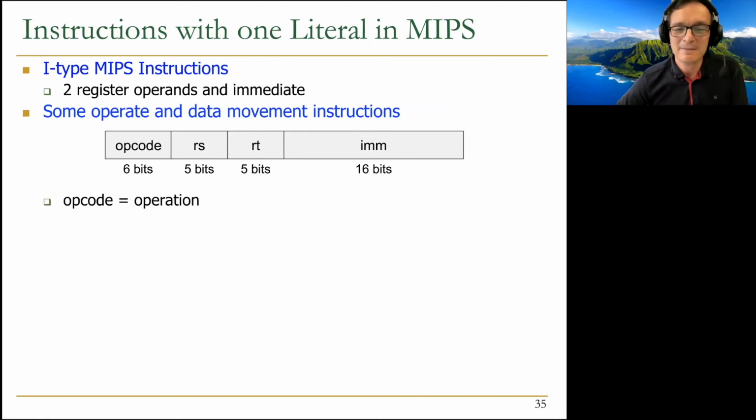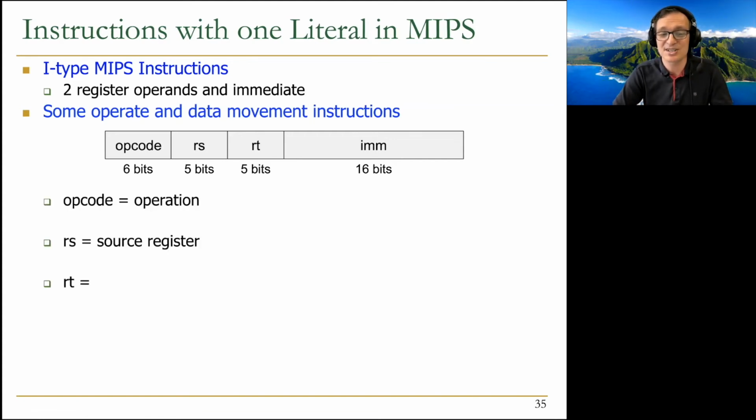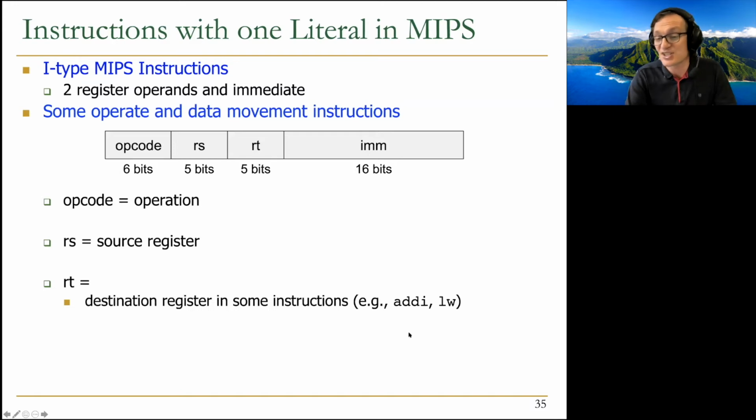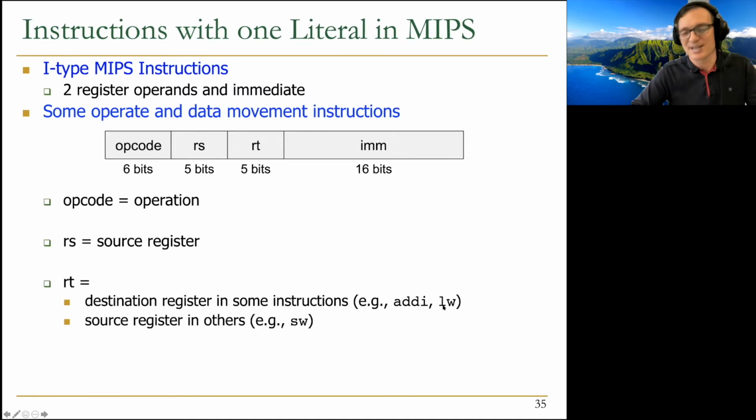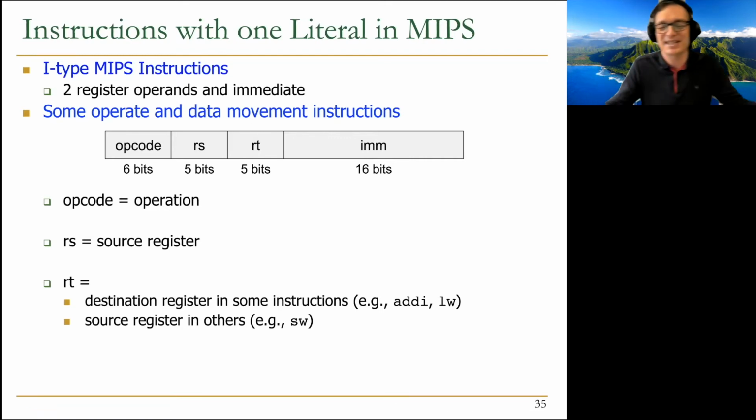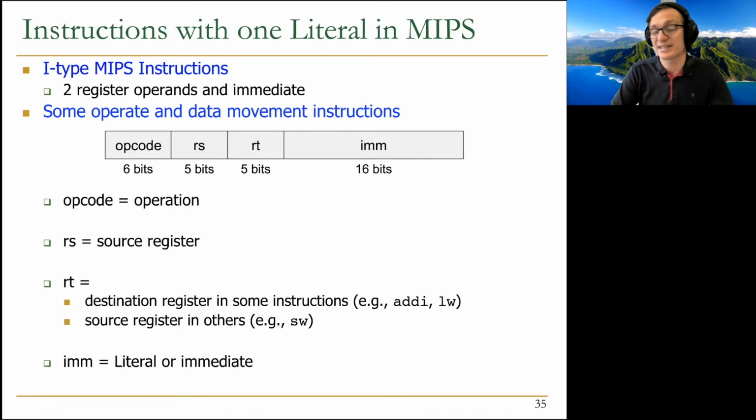32 bits. So opcode specifies the operation. RS is a source register. RT is a destination register in some instructions, depending on the instruction. Add-I, for example, is an add with immediate, and so is load. But RT is a source register in some other instructions, which is interesting in MIPS, but that's the instruction encoding, basically. Like in store word, it's the source register. And immediate is a literal or immediate.